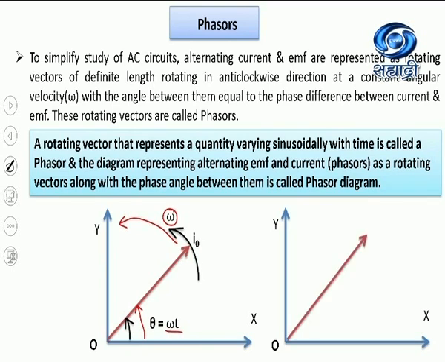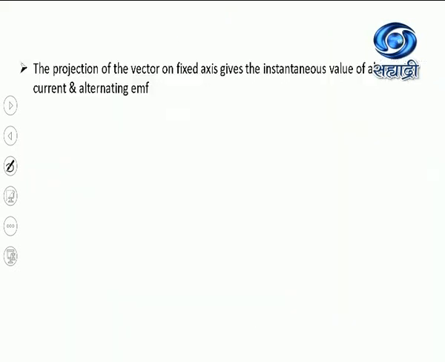Now if you have to represent EMF as a phasor, then we draw the vector. Length of the vector gives the peak value of the EMF, which is E naught. This vector is rotating in anticlockwise direction with constant angular velocity omega, and if the expression for the EMF is E is equal to E naught sin omega t, then the phase for the EMF is omega t. So that's why here the phase angle is represented by omega t with the x-axis. So this is the way to represent the phasors.